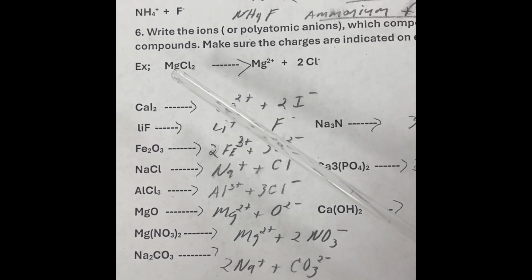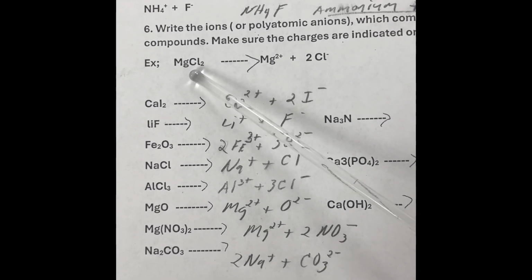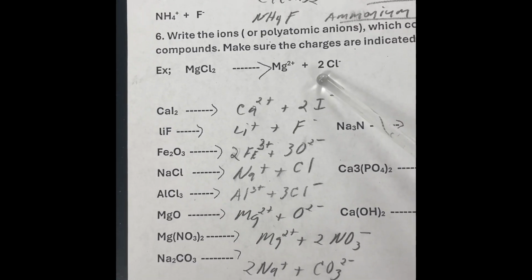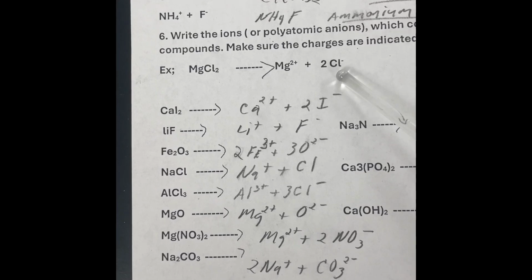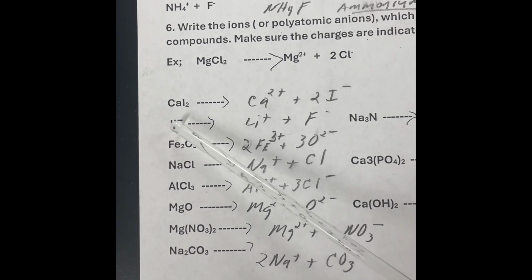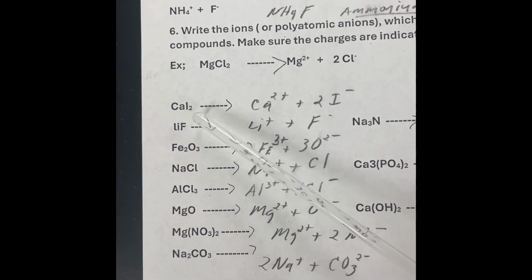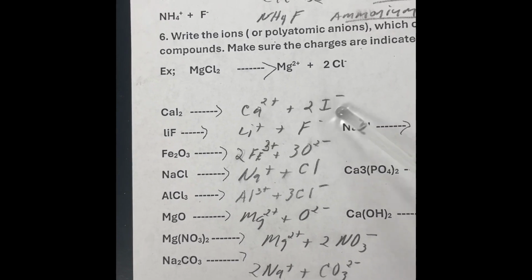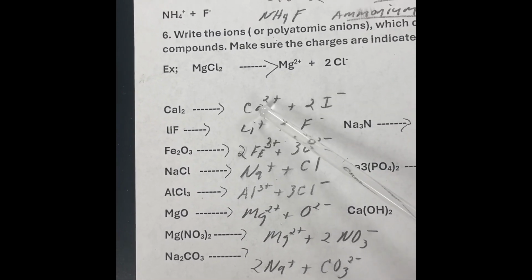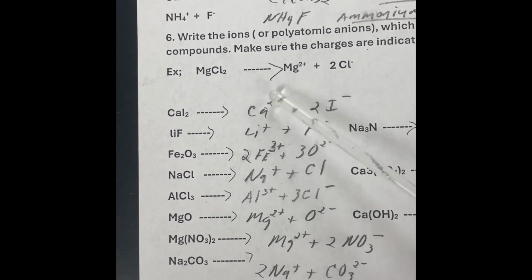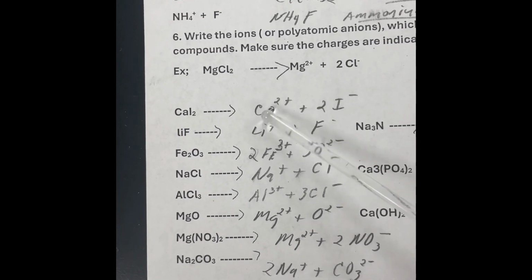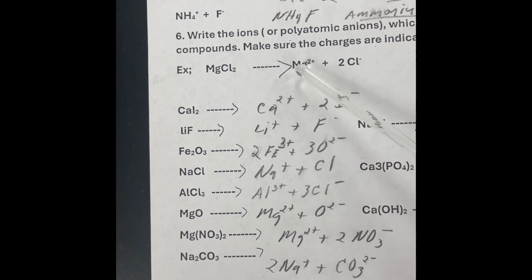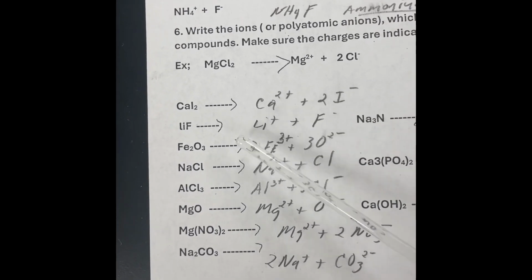Here we go. Magnesium chloride. If you dissolve that in water, it releases a magnesium double positive, and it releases 2 chloride ions. Calcium iodide. Calcium double positive, and 2 I minus. It's helpful to note these are alkaline earth metals and they always form a double positive. We know that based on the positions on the periodic table.